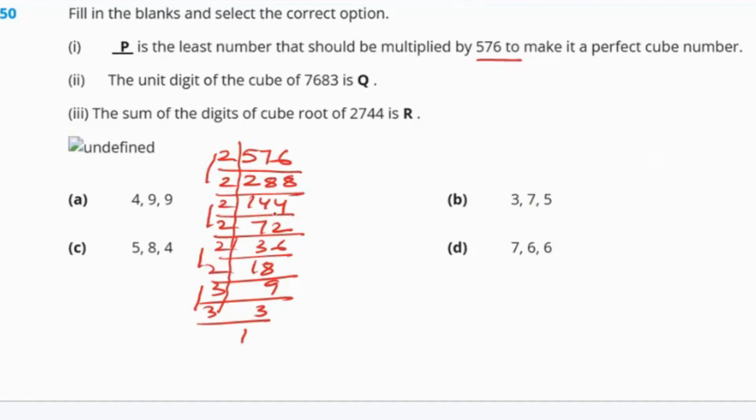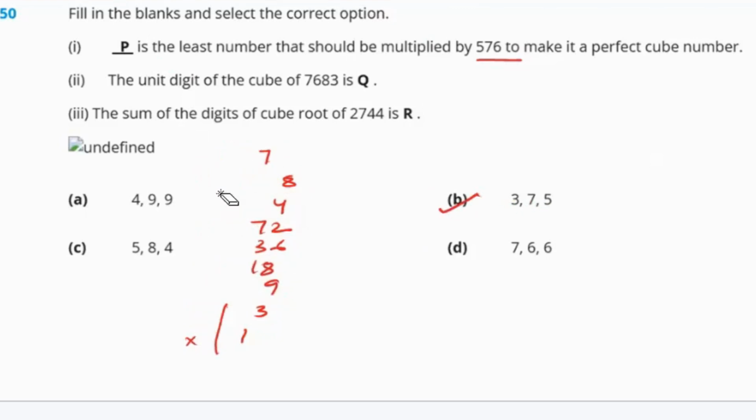Okay, perfect square we need to make, not a cube. So we need to make the pair of 3, 3, 3, not 2, 2, 2. Okay, when we are making the pair of 3, 3, so only one 3 is left. If we are going to multiply it by 3, it becomes a perfect square. Option B contains only 3. That's why option B is the correct answer.